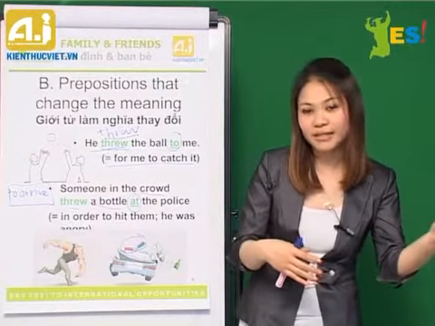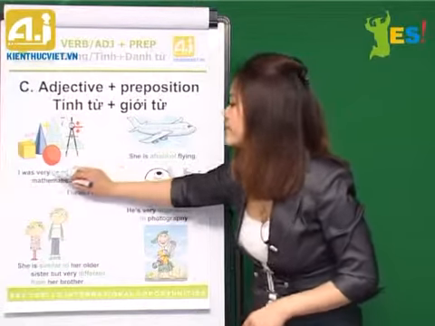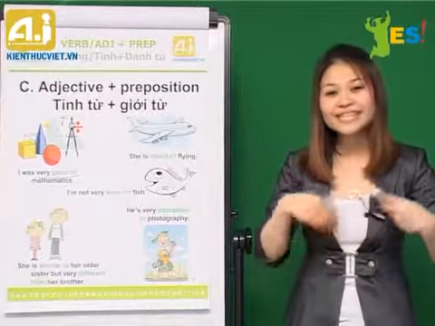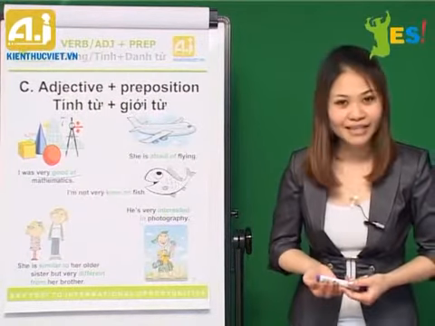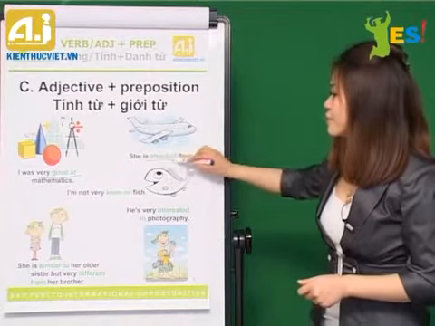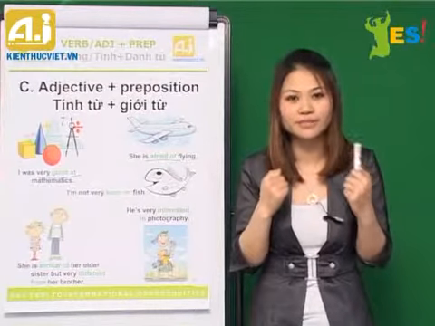Alright guys, so let's talk more about the combination of adjectives and prepositions. If you are a good student, you probably like mathematics at school. So if you say, I was very good at mathematics, meaning you are very skillful at the subject, right? She's afraid of flying. Alright, to be afraid of, meaning to be scared of something.